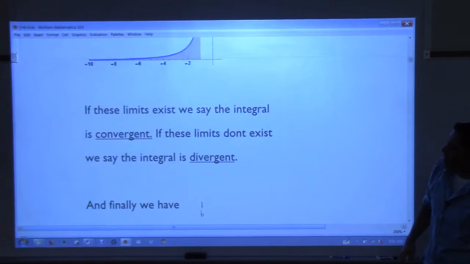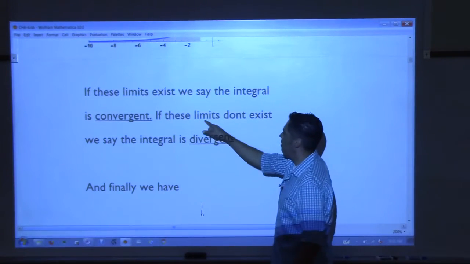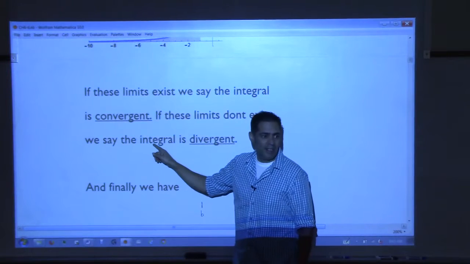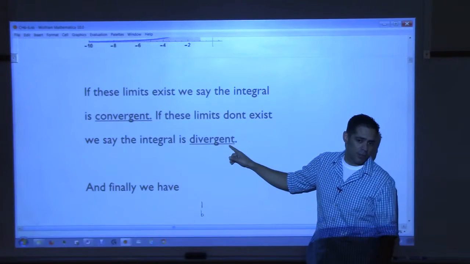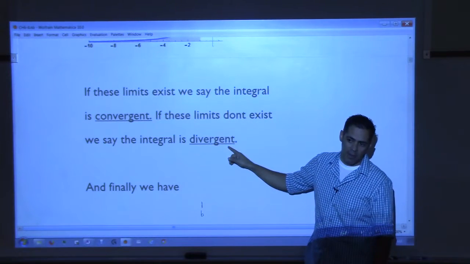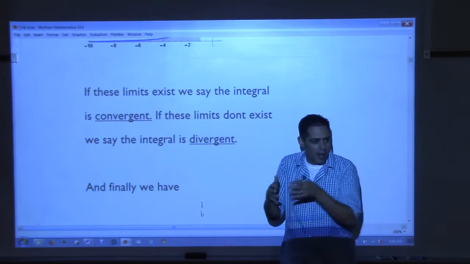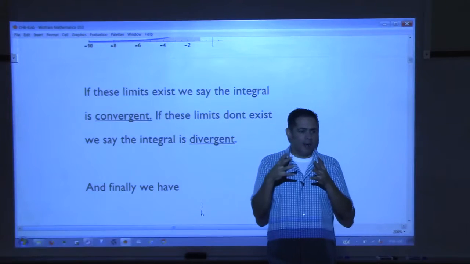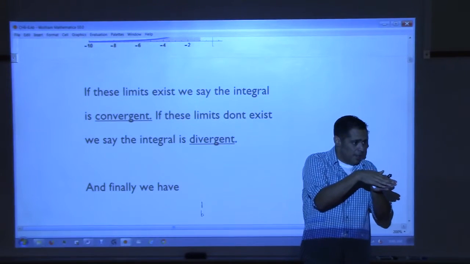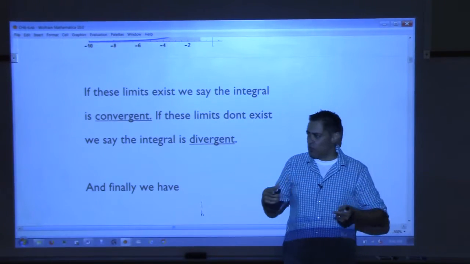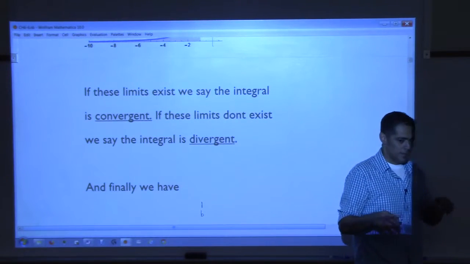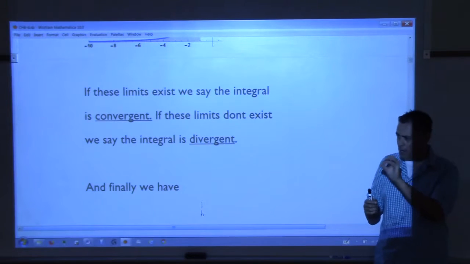If the limit does not exist, then we will say that the integral is divergent. So these are new words for us. Think of convergent as going to something, right? Things converge, it's going to something. So think about it as like that area is going to something, as opposed to divergent, which means the area is not going to something. What I mean by something is a number.